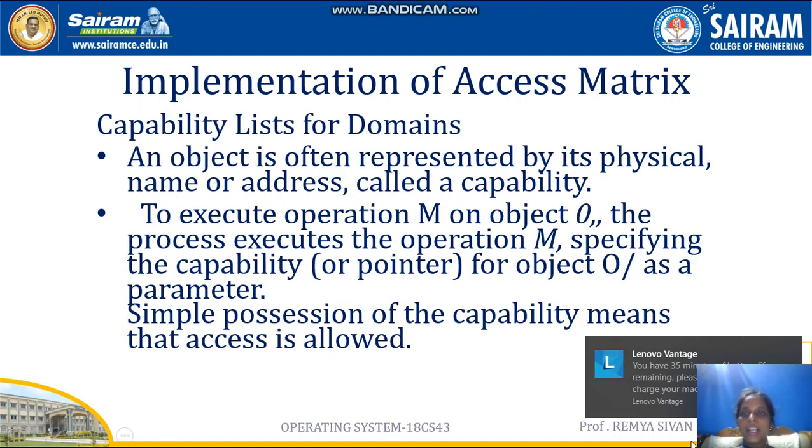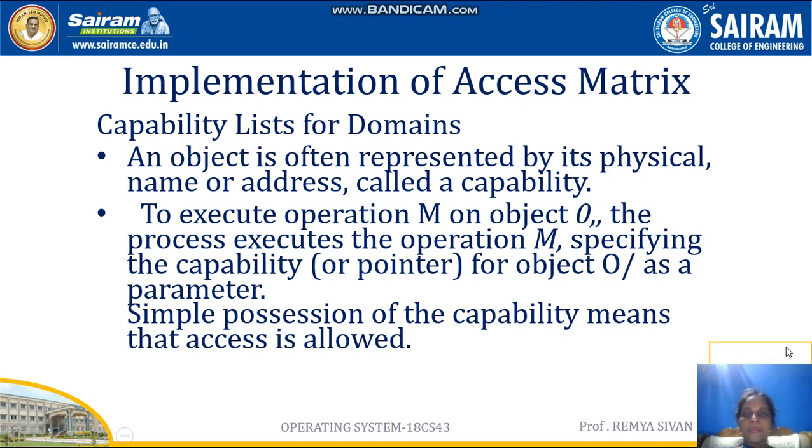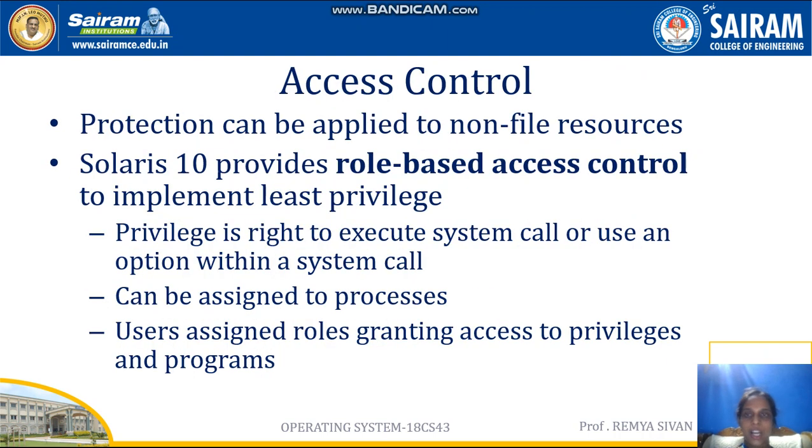And the next topic is the capability list for domains. That is the next method of access matrix implementation. Here an object is often represented by its physical name or address called a capability, and to execute operation M on object O, the process executes the operation M, specifying the capability for object O as a parameter. Simple possession of the capability means that access is allowed.